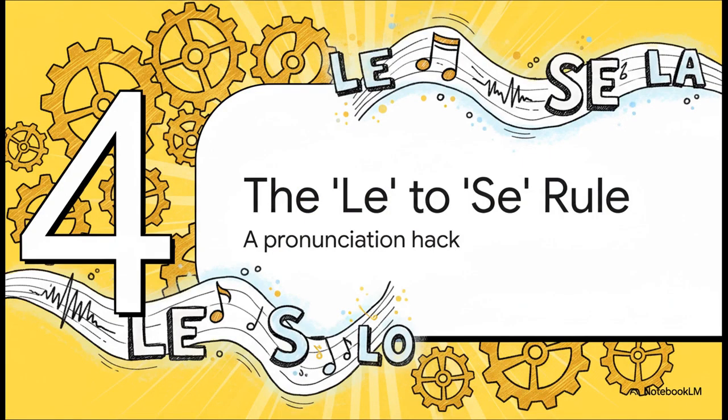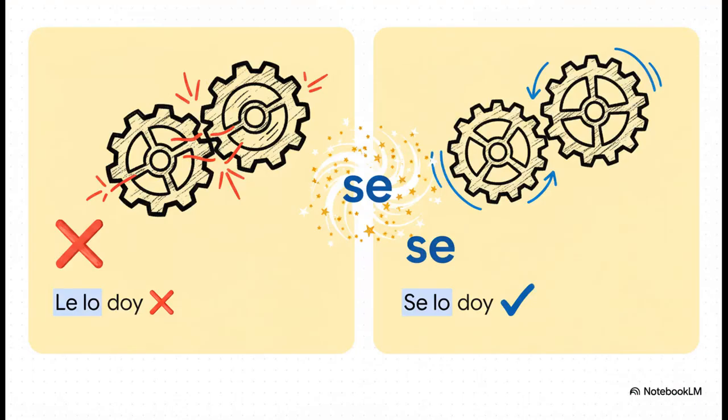This is the secret hack that makes the whole thing click. And it's not some random grammar thing. It's all about making the language sound smooth. Here it is. This is the big aha moment. Whenever le or les comes right before lo, la, los, or las, that le or les magically changes to se. So that awkward le lo doy becomes the smooth, beautiful se lo doy. That's it. That's the trick.